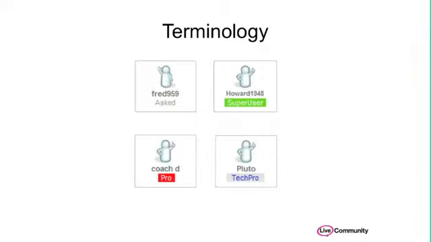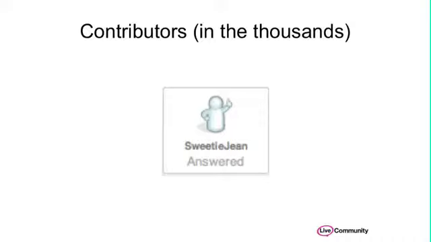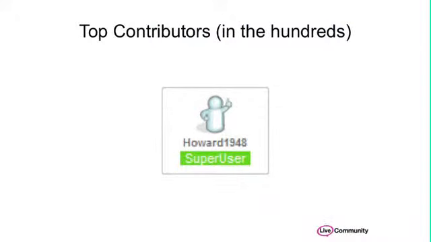First, some terminology. When I refer to consumers, I'm talking about the users who consume our content, which we make available in many ways. And they're in the millions. And we have contributors. These are users who are answering questions. They can comment, and they can do other things that benefit the community, but generally they're answerers, and they're in the thousands. Our top contributors, which are in the hundreds, are our super users, and we give these users special privileges in the community to do a number of different things, and they contribute in the thousands of answers.